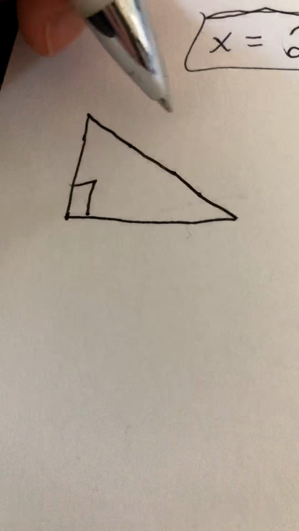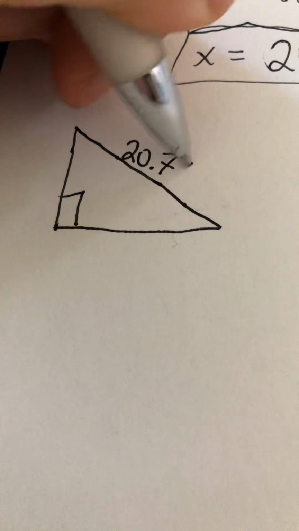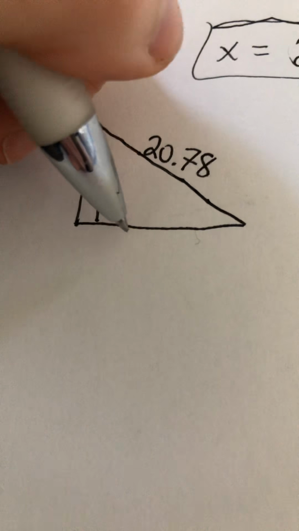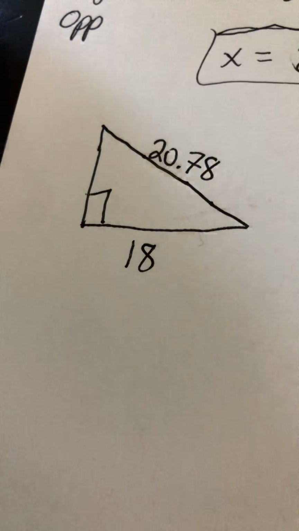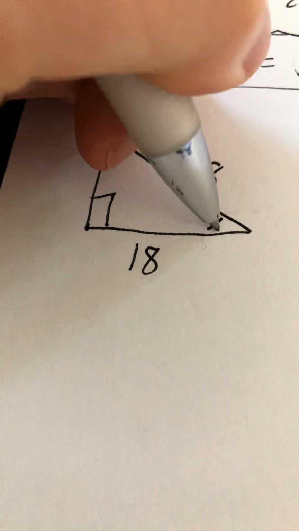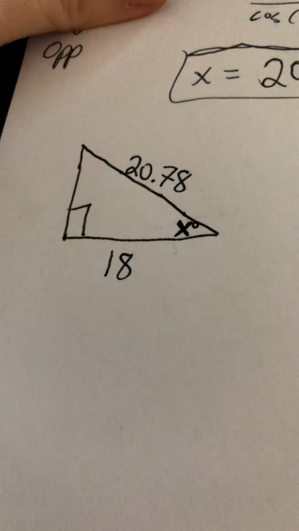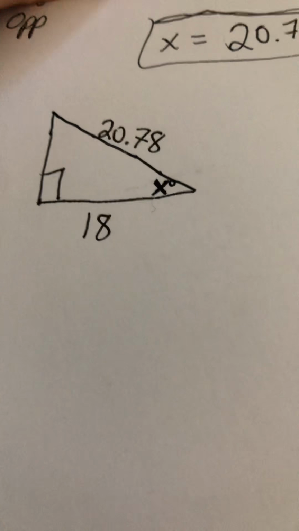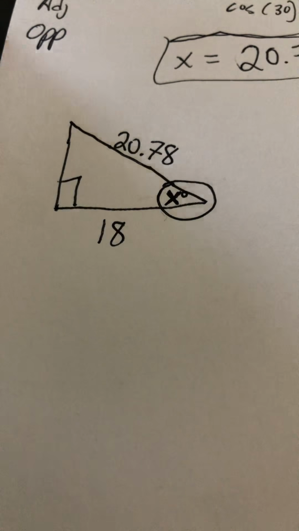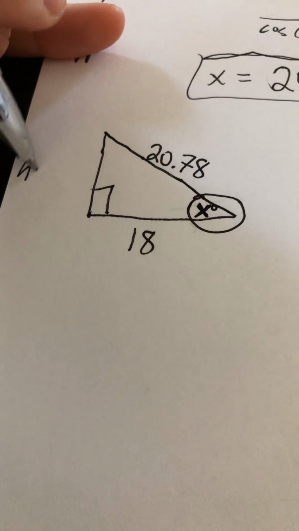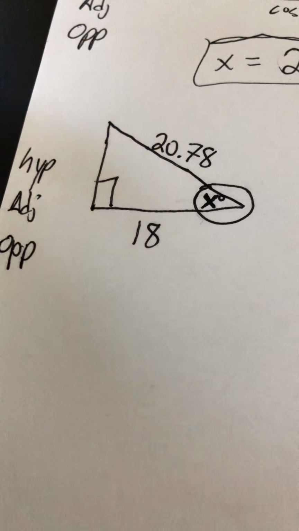Okay, we're going to label our hypotenuse 20.78, and we're going to label this side here 18. And we want to know what angle x is, in degrees. Okay, so same thing here. We identify our angle. We're going to label what we know. So we're going to look for hypotenuse, adjacent, and opposite.